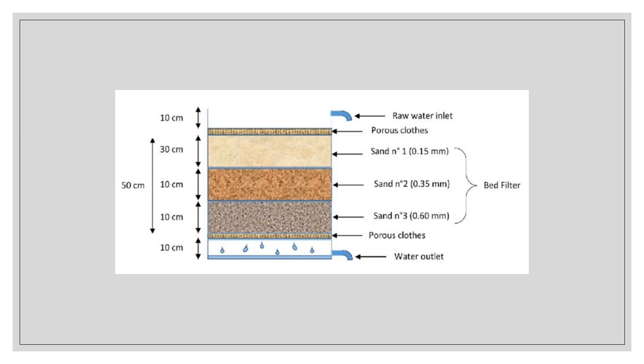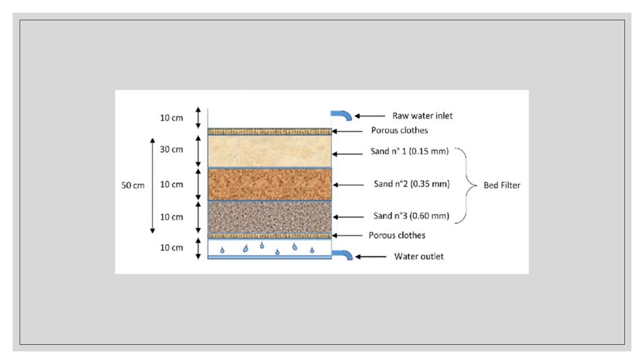They're finer at the top and they're coarser at the bottom. And beneath the sand, there's gravel, which is again finer at the top, coarser at the bottom. And the coarse gravel actually contains the under drainage pipes that we'll talk about later.